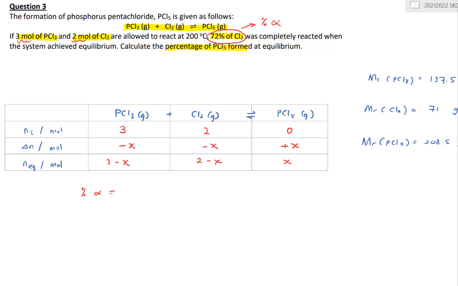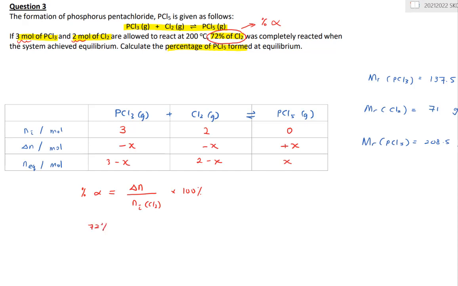Okay, so in the formula, we know that we need to use the change in concentration. But since in the ice table, you are using number of mole, therefore we're using the change in number of mole for chlorine over the initial number of mole for chlorine, and then times 100%. Okay, so fill in the values over here.